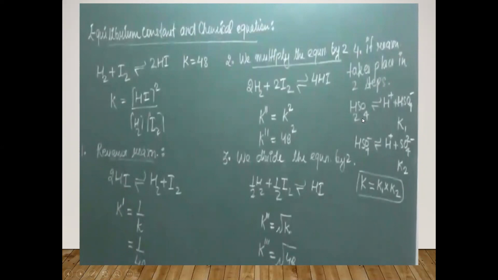So what will be the equilibrium constant for this whole reaction? We will not add, generally we do plus, but here we will multiply. So the equilibrium constant for this reaction will be the product of the equilibrium constants of both these steps. So these are certain formulas or ways by which you can calculate equilibrium constants if you already have one equilibrium constant for the reaction, or if you have calculated it.